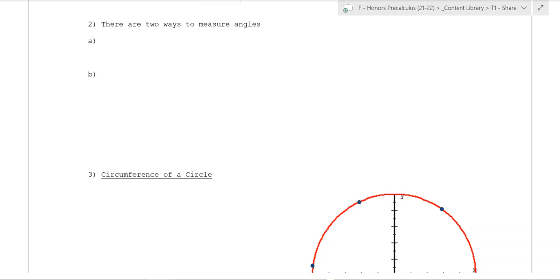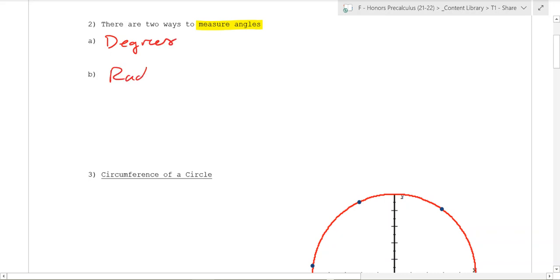Today we're going to talk about angles and their measure. And there are two ways to measure angles. These are the two ways we're going to use. The first way is using degrees, and the second way is going to be using radians.